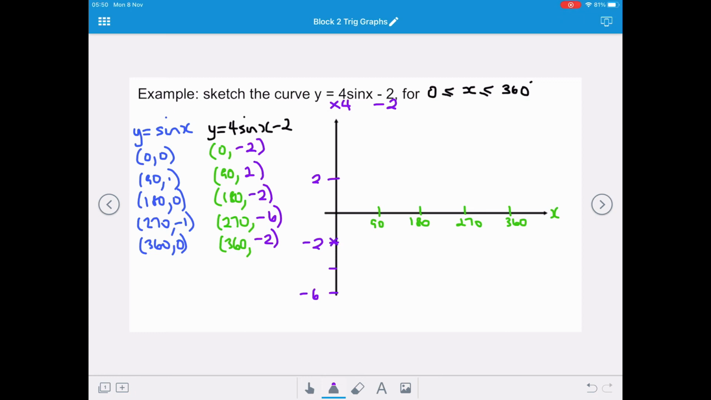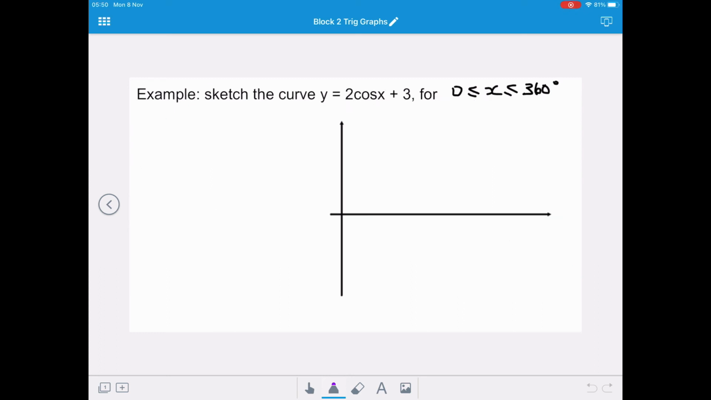And then we need to plot our points. So we've got 0, negative 2, it goes up to 90, 2, back to 180, negative 2, down to 270, negative 6, and finishes at 360, negative 2. And then we're going to join those points with a smooth curve. And finally, we're going to label that curve with y equals 4 sine x minus 2.